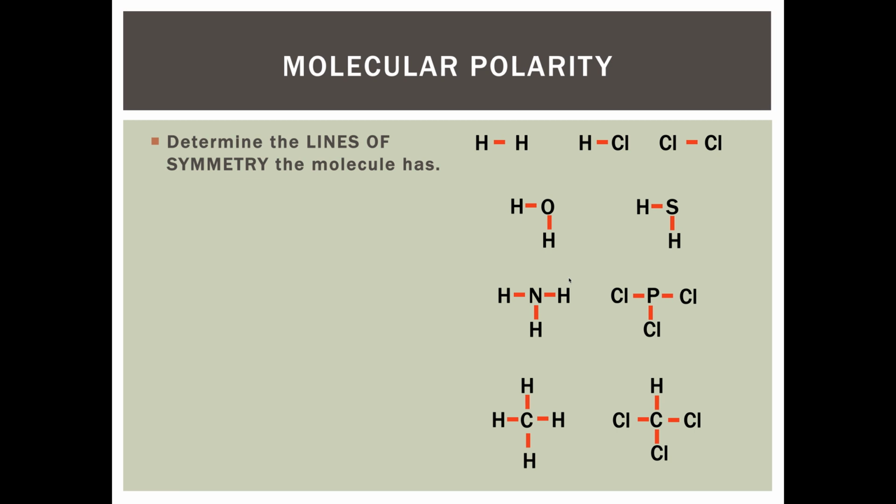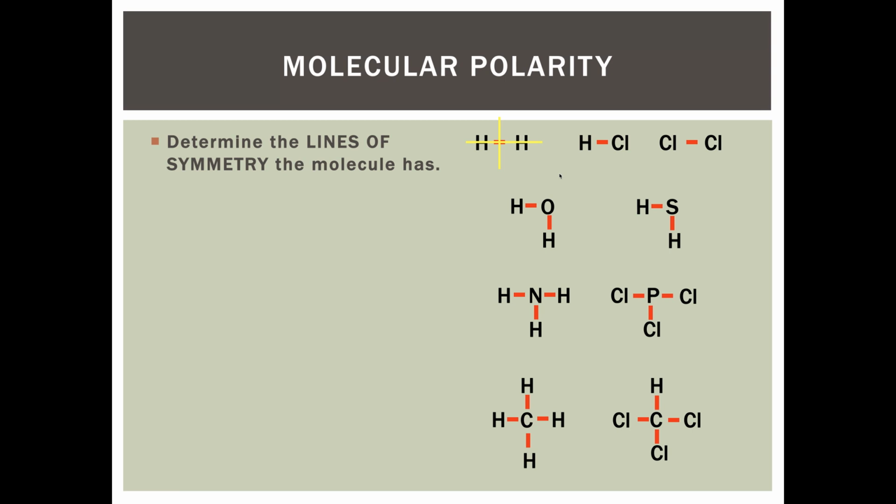So, for example, if I were to take hydrogen and cut it that way, each side of that line is a mirror image. If I cut the hydrogen that way, each side is also a mirror image. So hydrogen has two lines of symmetry. This makes hydrogen a symmetrical molecule.